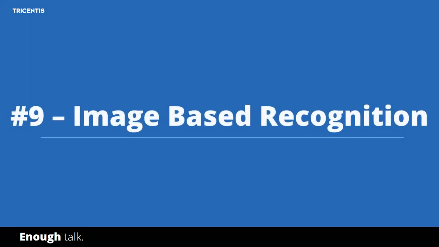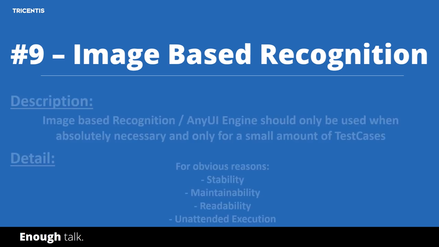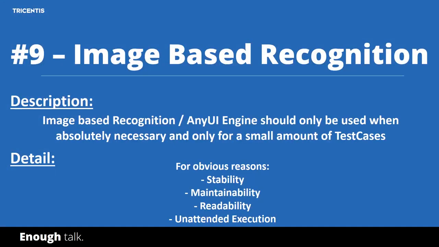Number nine is image-based recognition. If your application is not out of the box easily steerable, it sometimes is very easy to use image-based recognition for automation. But in general, and on a big picture scale, we would not recommend using it, which I think is obvious. It's not that stable. It's not easy to maintain compared to direct control finding and event-based steering and so on.